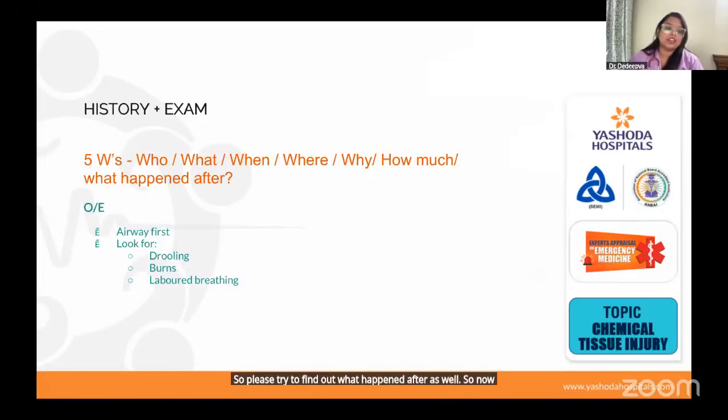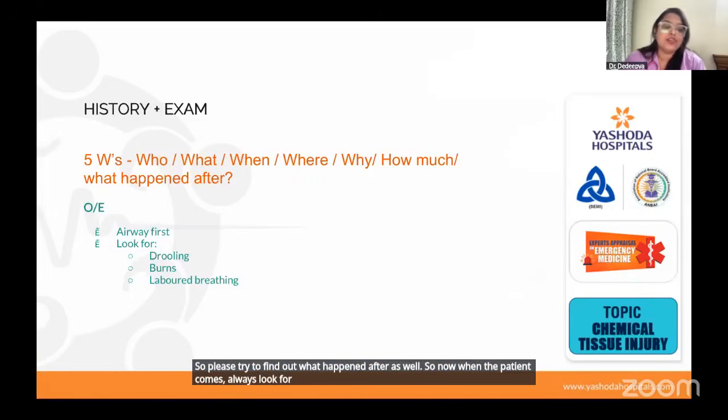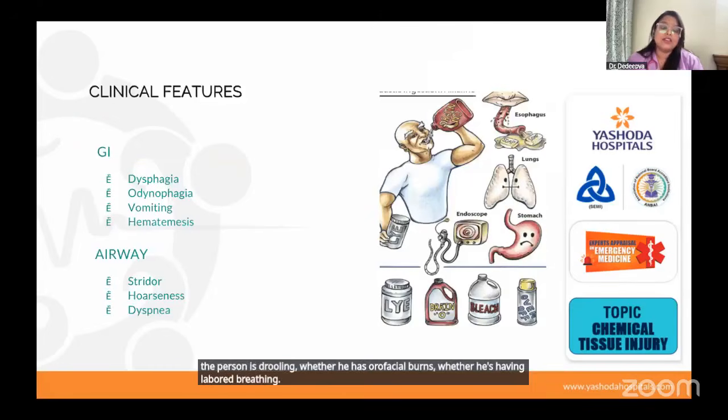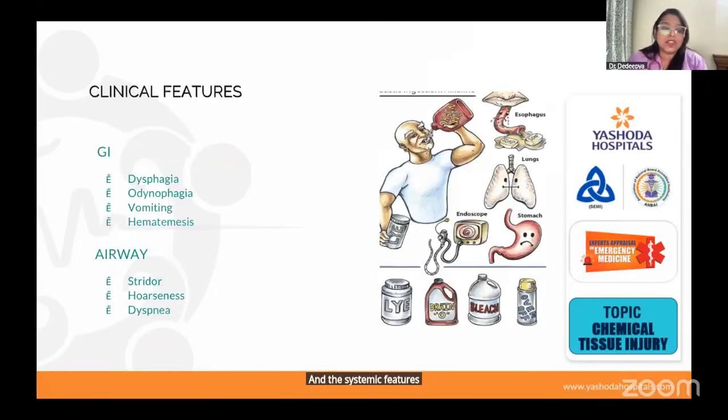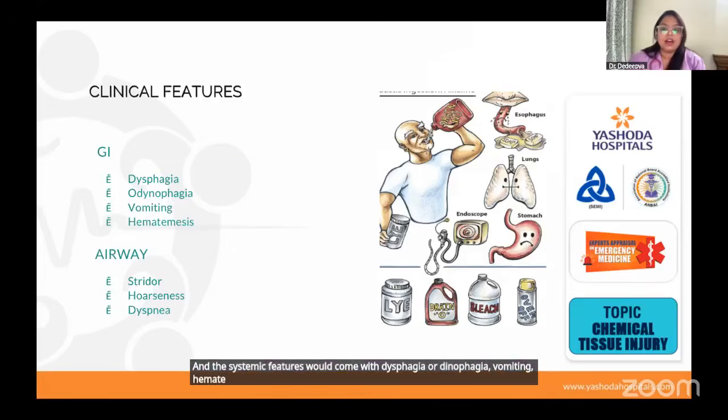Now when the patient comes, always look at the airway, for patency of the airway, whether the person is drooling, whether he has oropharyngeal burns, whether he's having labored breathing. The systemic features would include dysphagia, odynophagia, vomiting, and hematemesis. In the airway, always notice stridor, any hoarseness of voice, and any breathlessness.